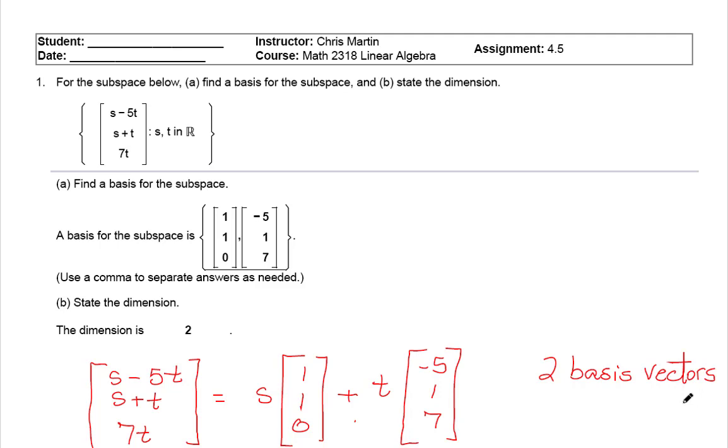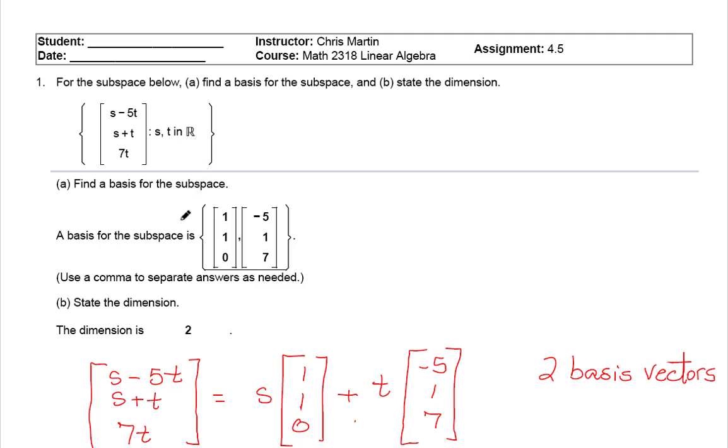In question 1, we'd like to form a subspace here, and we'd like to figure out, well, what's a basis for it and what is its dimension. So it's of this particular form. We have s minus 5t, s plus t, and 7t, and this is for s and t in R.